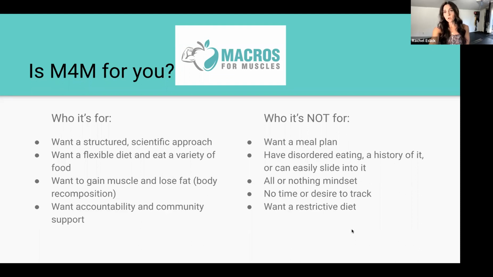This is not for people who have an all or nothing mindset. This is not for people who don't have the time or desire to track. You don't have to track forever, but you at least need to track for a while. That means you need a MyFitnessPal or something on your phone that you can track with.